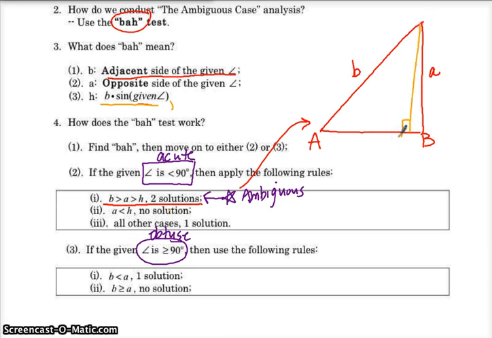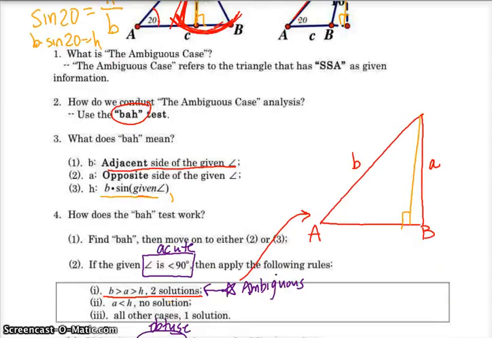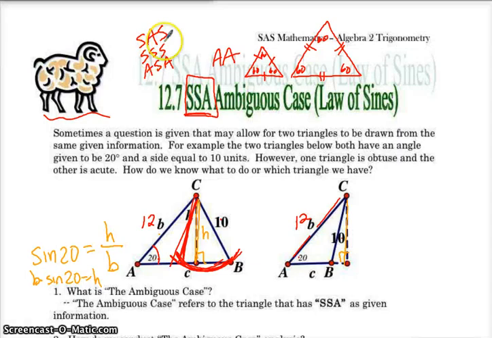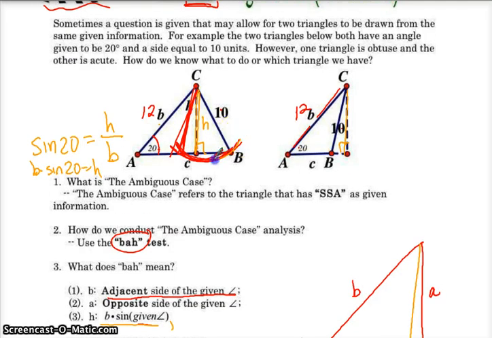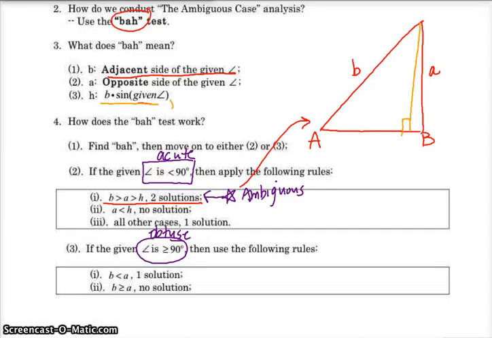Then I'm going to have two solutions. That's the scenario I drew up here. B is longer than A, and A is longer than H. So that means it can swing in and out right here, and your side length C changes. I have it out here, and then I swing it in, so my side length of C can either be this length, or it can be the entire length. So that's why I have two solutions.